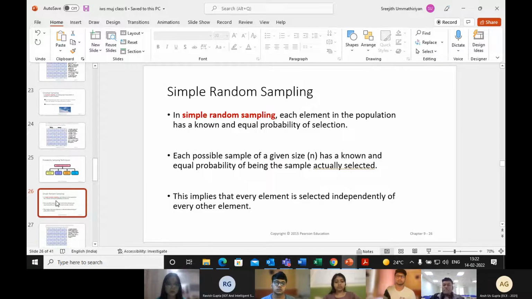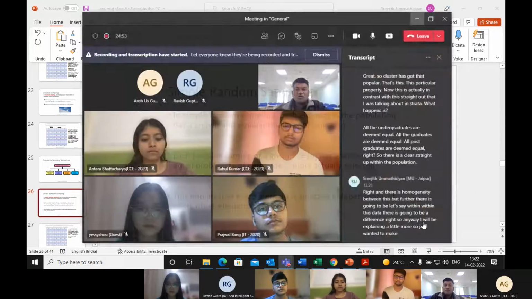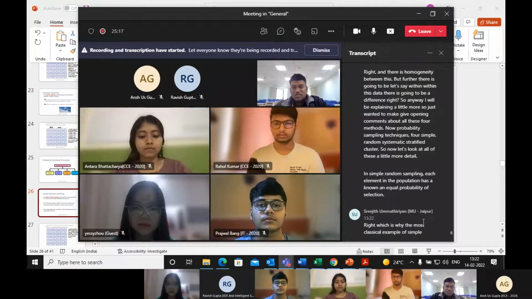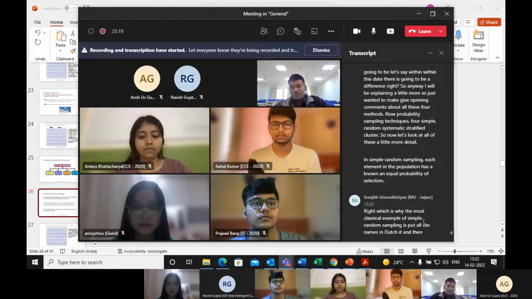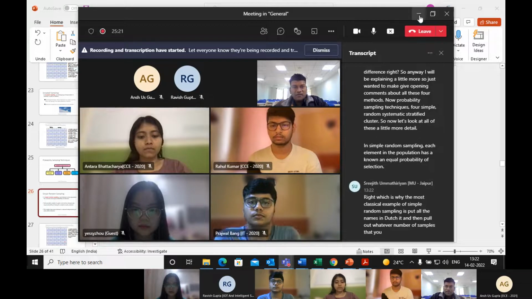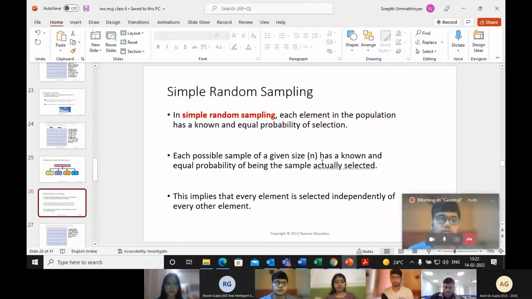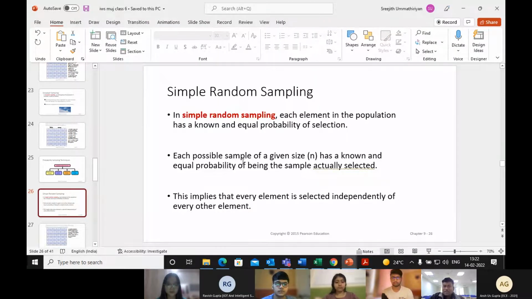In simple random sampling, each element in the population has a known and equal probability of selection, right? Which is why the most classical example of simple random sampling is to put all the names in a chit and then pull out whatever number of samples that you want. Each possible sample of a given size n has a known and equal probability of being actually selected. This implies that every element is selected independently of every other element. Classical example of random sampling.